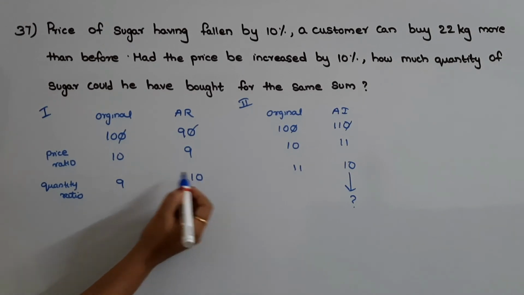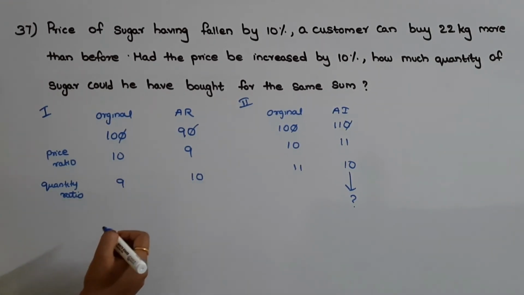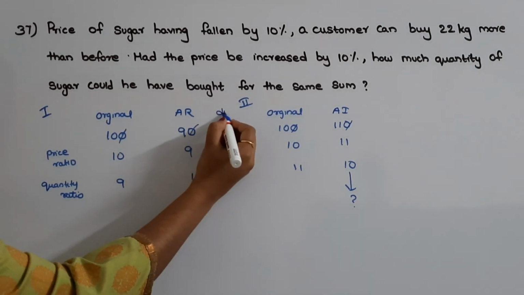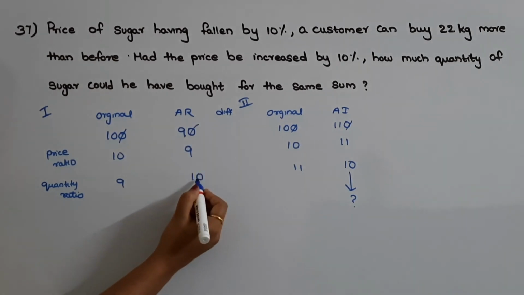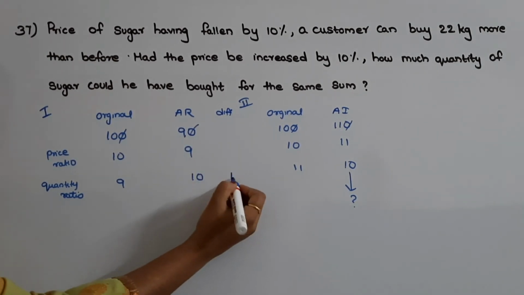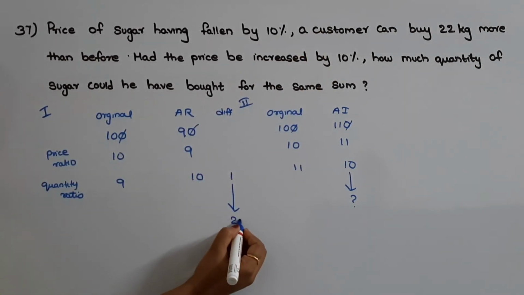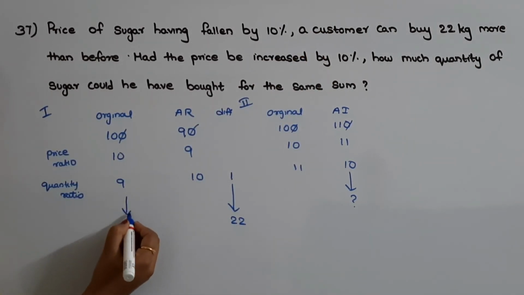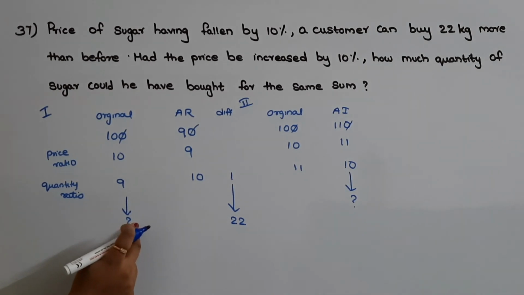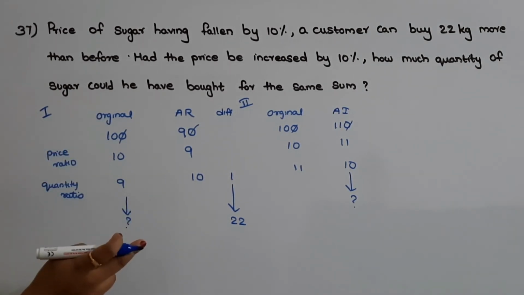So first let us find out what is the difference in the quantity ratio. Okay. So the difference in the quantity ratio will be 10 minus 9, that is 1. So this 1 can be written as 22. Then what will be the value for this 9? On finding this value, we will get the quantity of the sugar which was originally present.